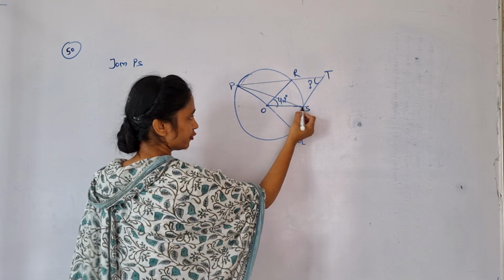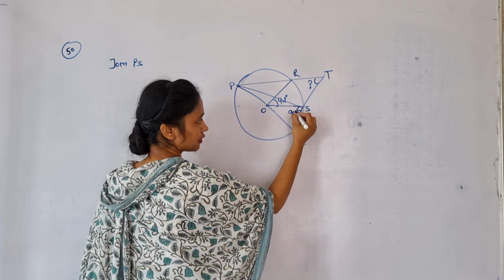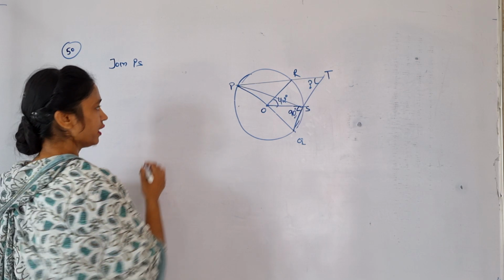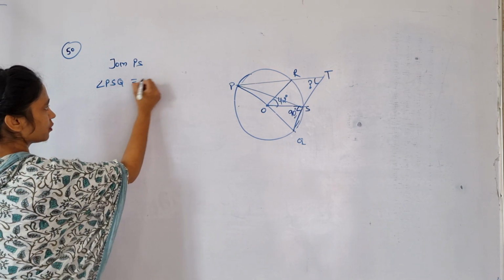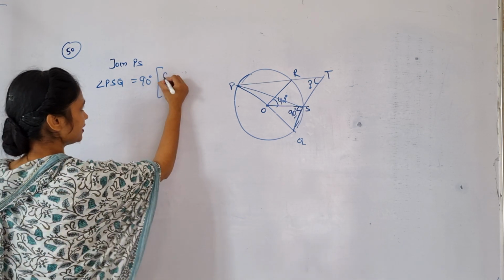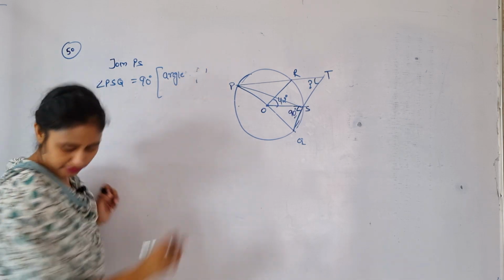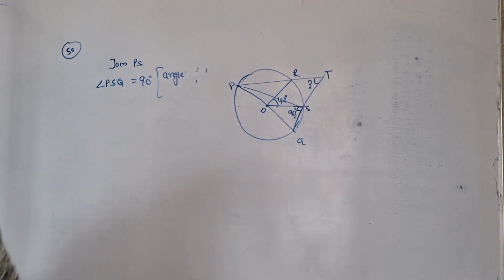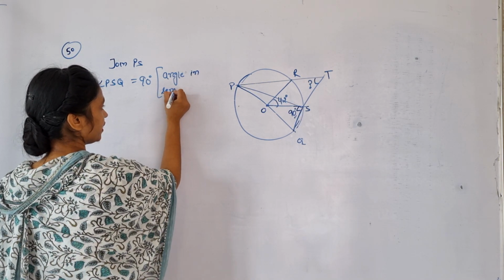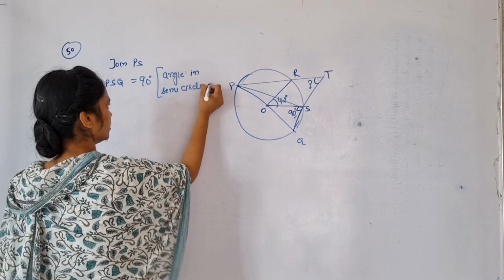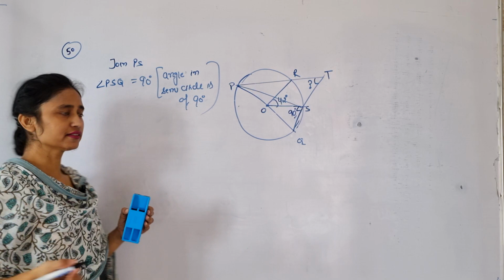PS. Okay, when you have joined PS, this angle will be of 90 degree. Therefore, angle PSQ will be of 90 degree. What is the reason? Angle in the semicircle is of 90 degree, or you can write angle of the semicircle, that is also okay. Angle in a semicircle is of 90 degree, or angle in a semicircle is a right angle.